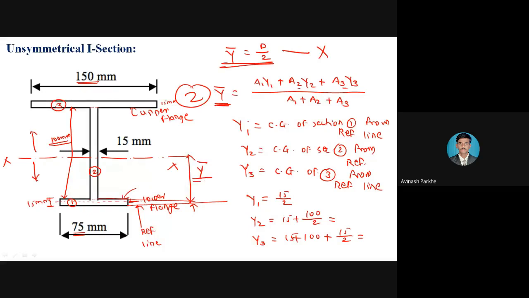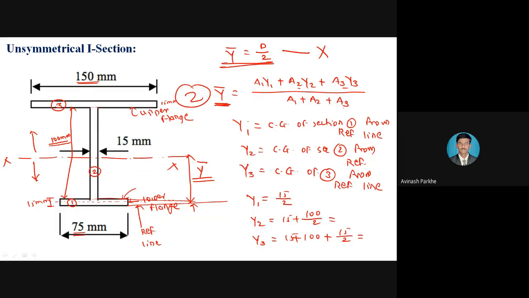Y bar is to be calculated by using A1 Y1, A2 Y2, A3 Y3 divided by A1 plus A2 plus A3. That means for an unsymmetrical section, the formula Y bar is equal to capital D divided by 2 is not applicable. It is applicable only for the symmetrical section. If your section is unsymmetrical, we have to use A1 Y1 plus A2 Y2 plus A3 Y3 divided by A1 plus A2 plus A3. This is the Y bar calculation.